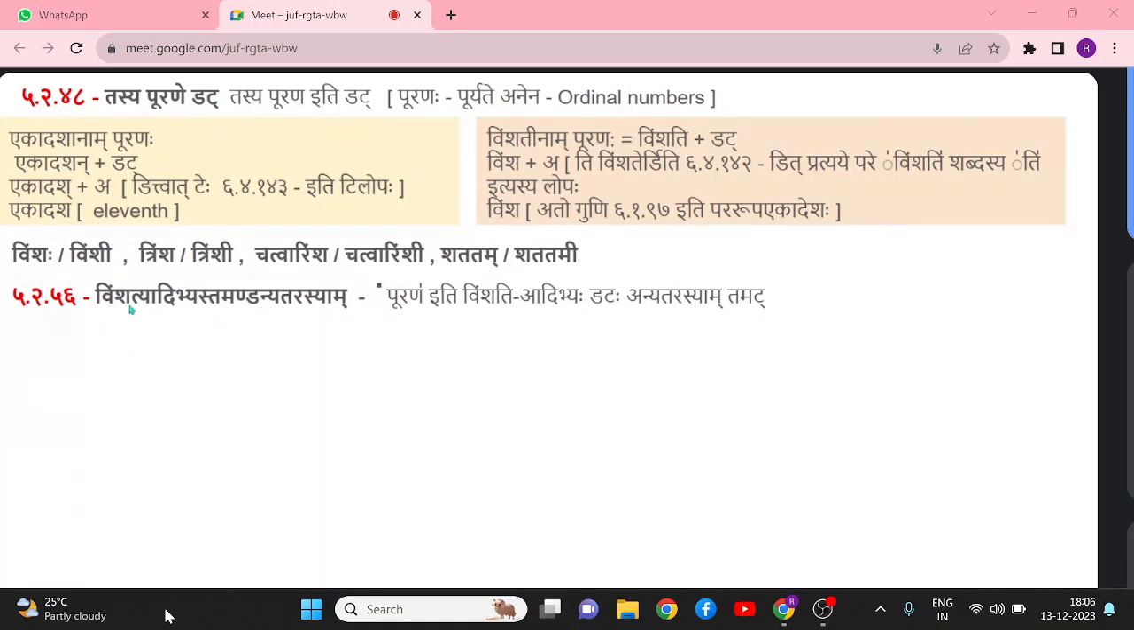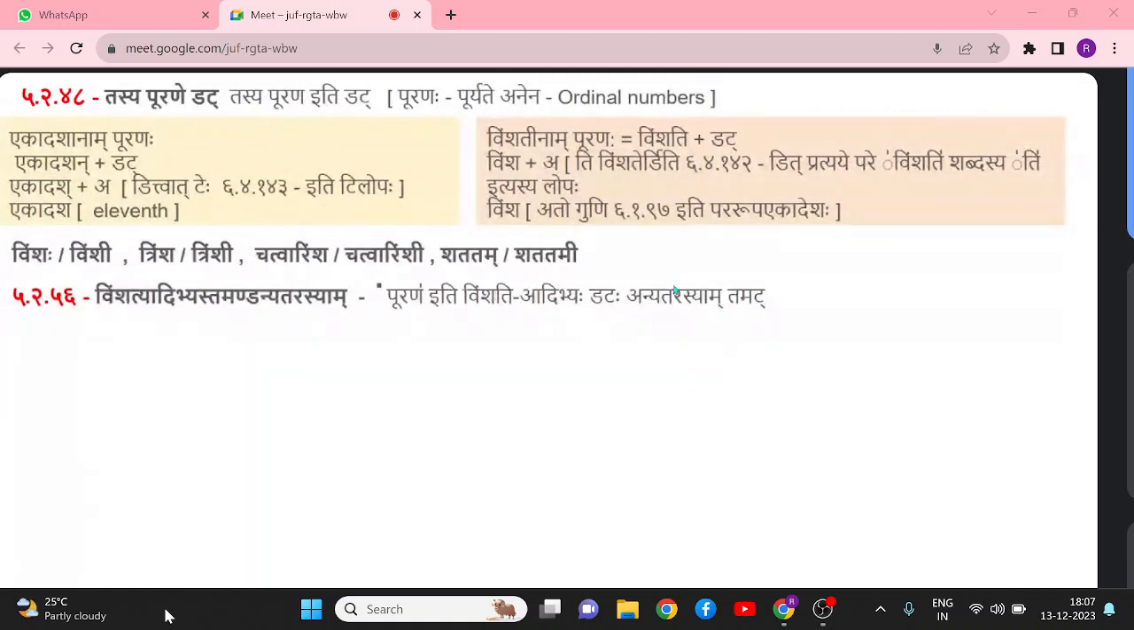So there is another sutra which says, go to the details if you want. It says vimshatyadi. That means whatever comes after vimshat. Adi, don't look at the Ganapata and see what is the word coming in the brackets of that. No, here it means to say all the numbers coming after vimshat. So adibhyo datah anyatarasyam tamat. Anyatarasyam, I have told you last time itself, it means vikalpena. It is another word like va used to denote it is vikalpena.